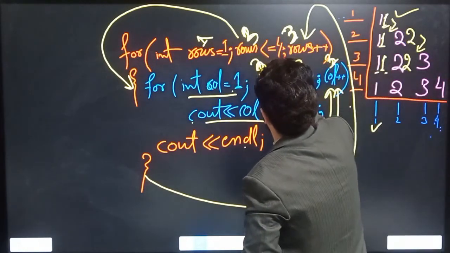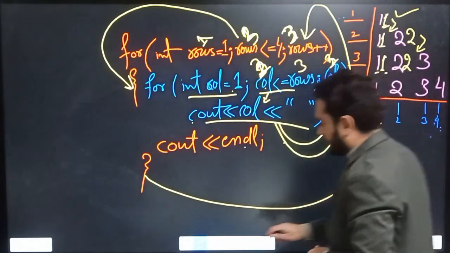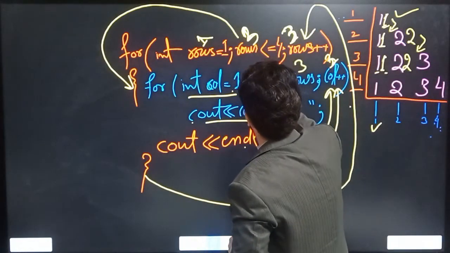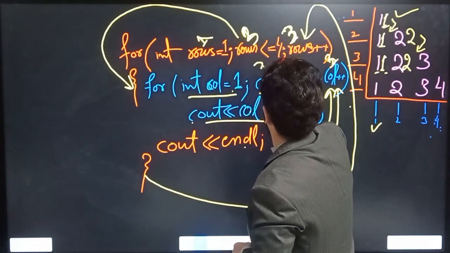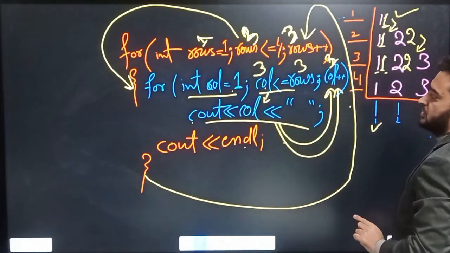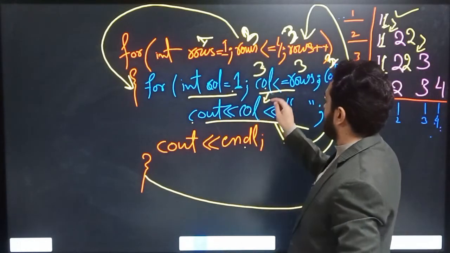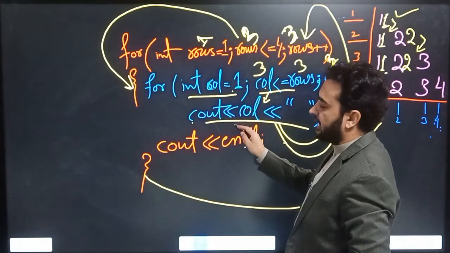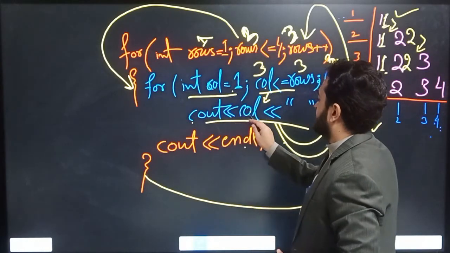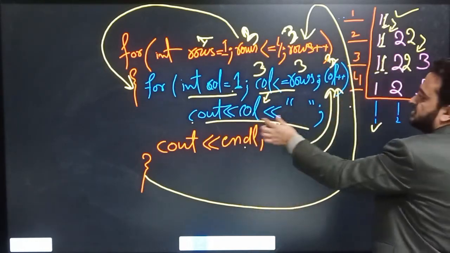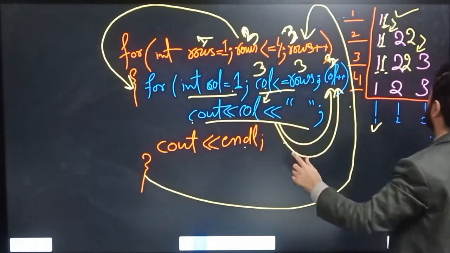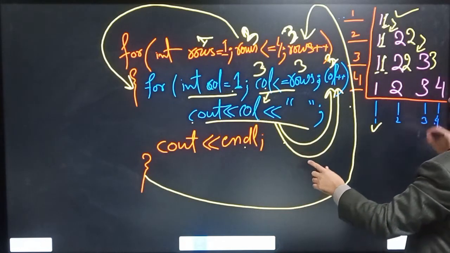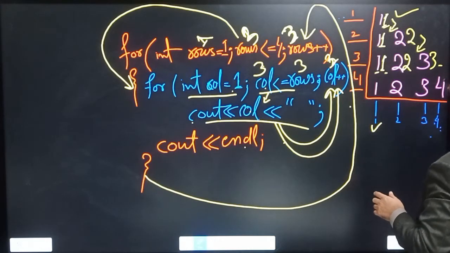So 3 is less than or equal to 3. Yes, 3 is less than or equal to 3. So what will happen? The body of the inner loop will again be executed. So the value of column will be printed on the screen. And what is the value now? Value is 3. So 3 will be printed on the screen along with a space.